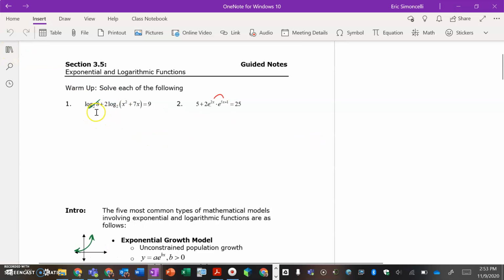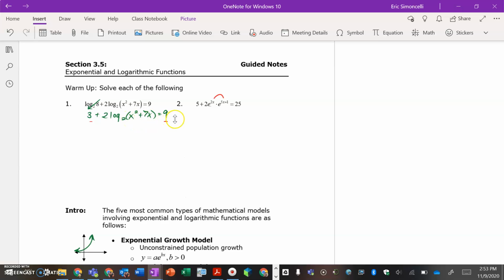Log base 2 of 8 plus 2 log base 2 of x squared plus 7x equals 9. We've done problems like this in the past. The very first thing to recognize is that we do have logs of the same base. And we happen to have a log base 2 of 8, which is something you can simplify without a calculator, asking yourself 2 to what power is equal to 8. That ends up being 3, 2 to the third, of course. And the second one, I just left as is for the moment.